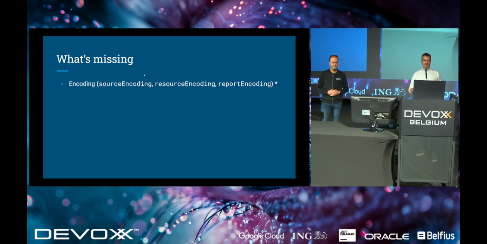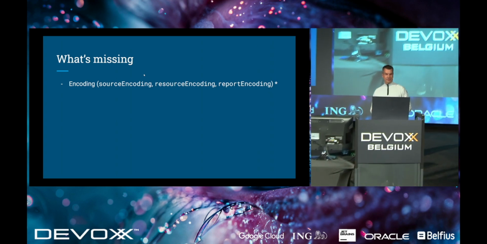And one of the things that's missing is encoding. So source encoding, resource encoding. This seems quite important. By default, it probably picks up the encoding of your operating system, which can be different between Windows or Mac or whatever. So it does not make your build reproducible. So it would be great if you just could explicitly say it in your POM file, use this encoding, so it will be exactly the same for all environments.